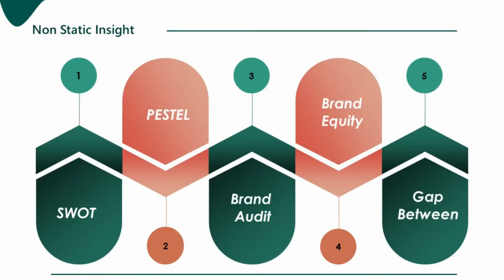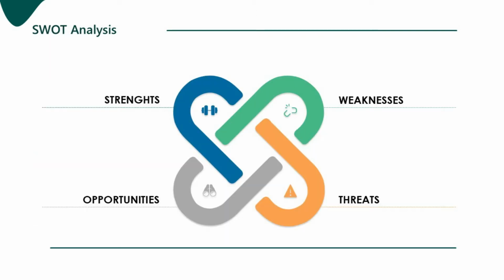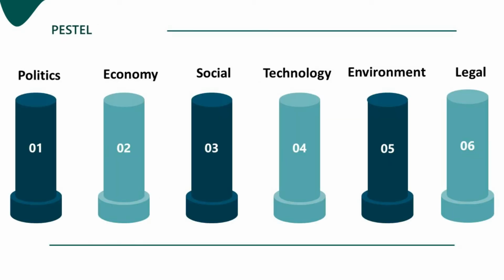Studying non-static insight is a process involving 5 steps. The very first step asks to identify internal strengths and weaknesses of the firm and evaluate external opportunities and threats present in the market. Second step is about addressing 6 very important external factors that impact business. These factors are political environment around the business, economic conditions, social behavior and beliefs, technological infrastructure and development, environmental conditions, and last is legal norms of the region, whether favoring business need or not.